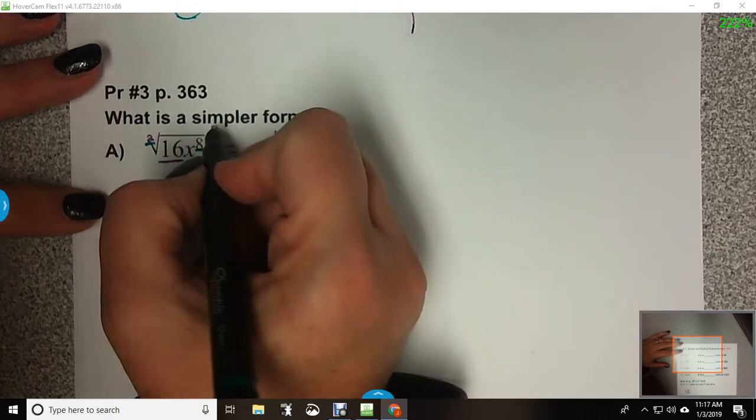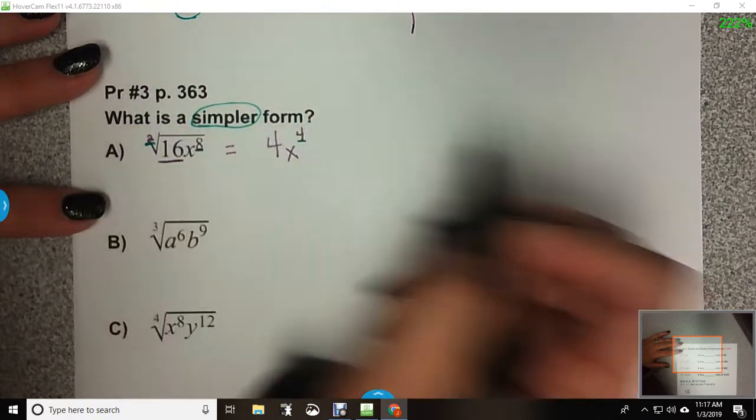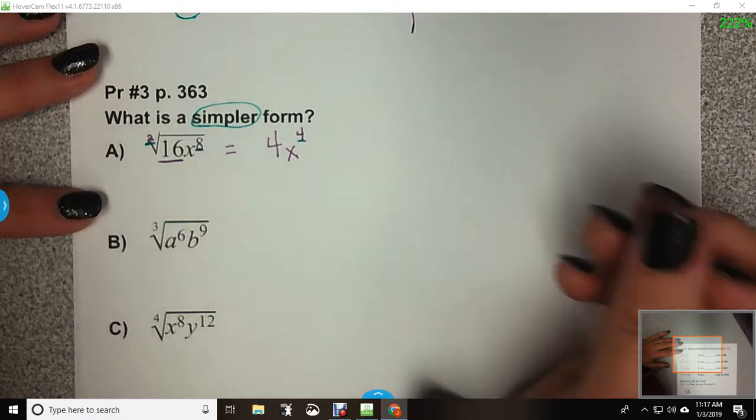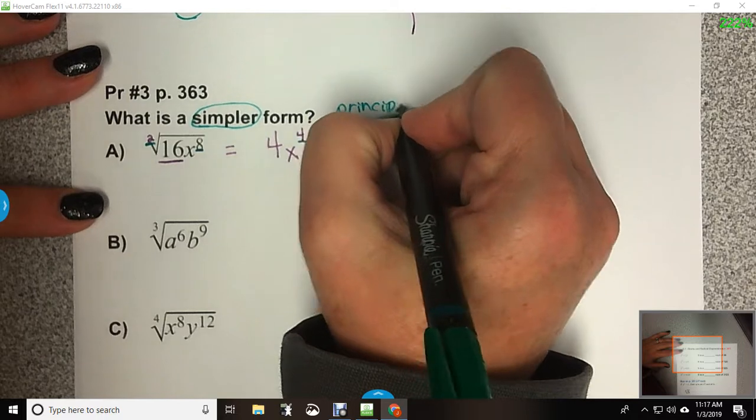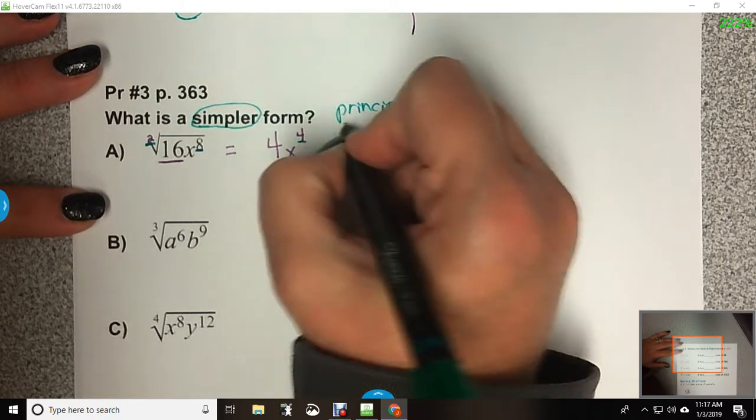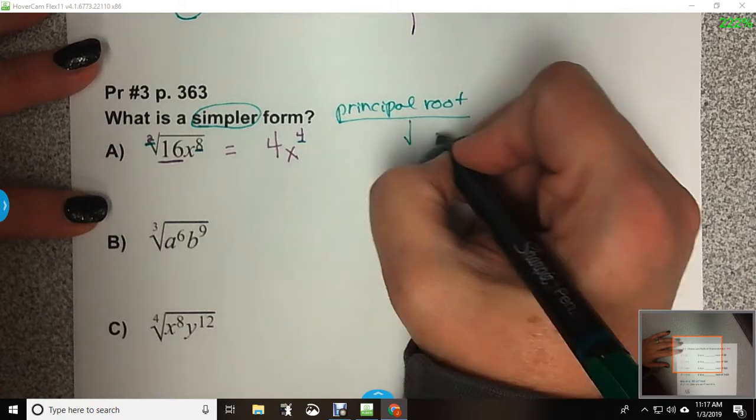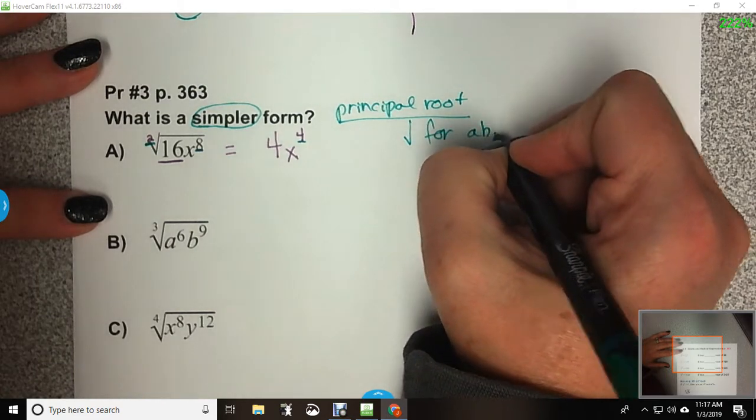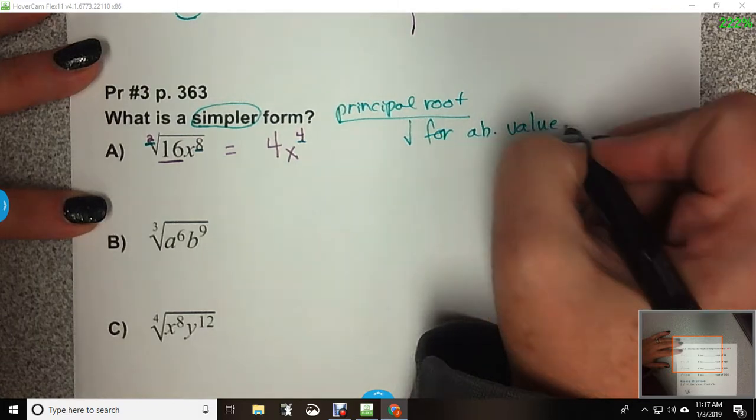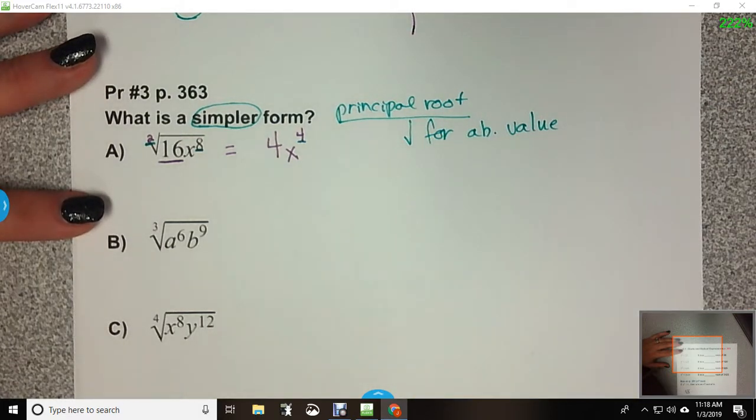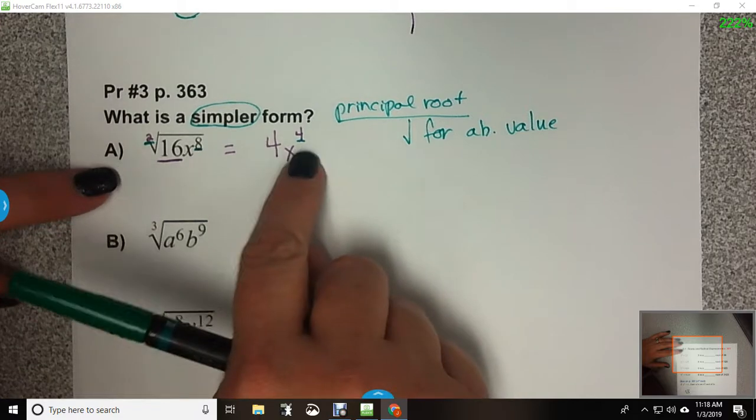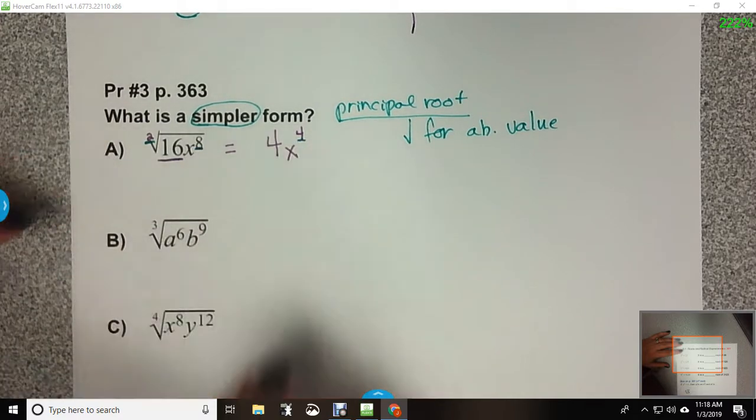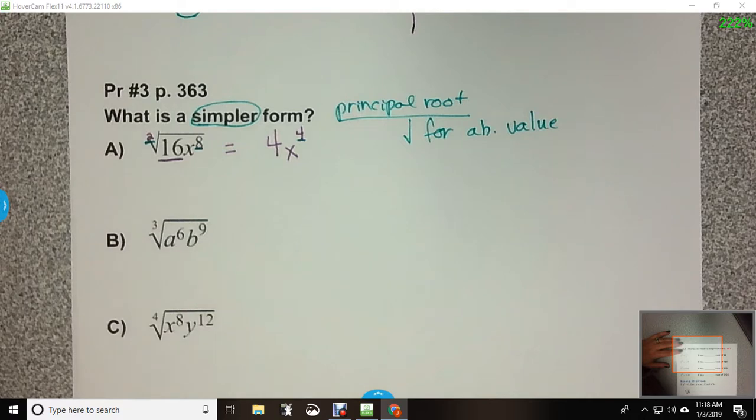Okay? I want you to take a look at the directions here. It says, what is a simpler form? That's just like saying simplify. Okay? I'm looking for the principal root. This is when we have to check for absolute value. Okay, if it says find all roots or each root, we don't have to worry about absolute value. But if we are simplifying, we have to check. Okay, and this time it's even, even, even, so I do not need any absolute value around that variable.